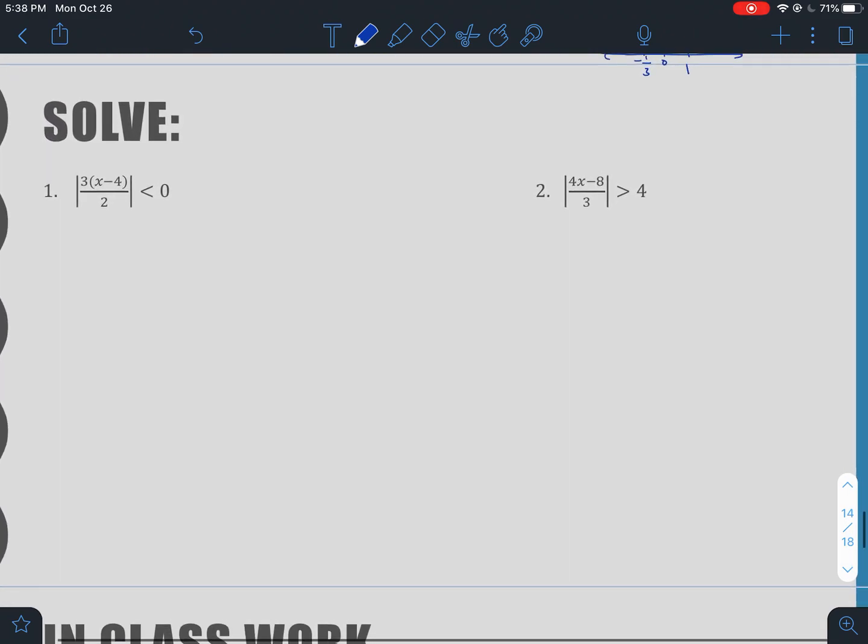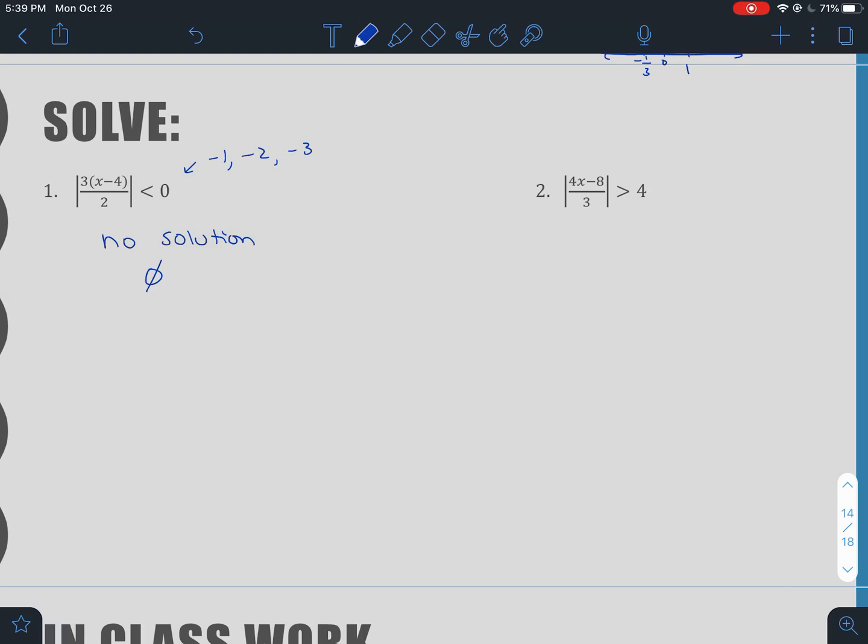All right, what about these? What if I want the absolute value of something to be less than 0? Well, what's a number that would be less than 0? It could be like negative 1 or negative 2 or negative 3. When is the absolute value of something negative? Is it ever negative? It's never negative. So there's no solution to number 1 because absolute values are never negative. They're never less than 0.